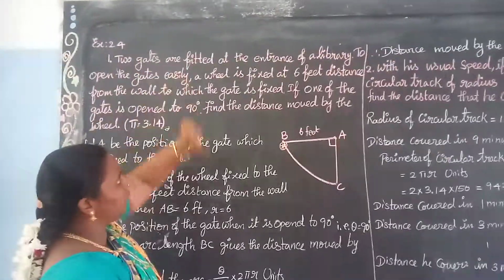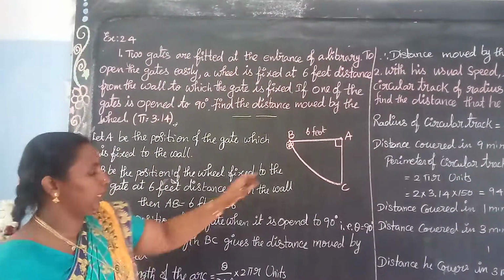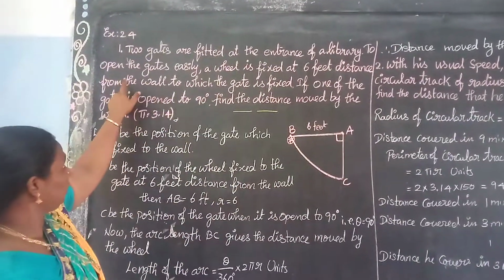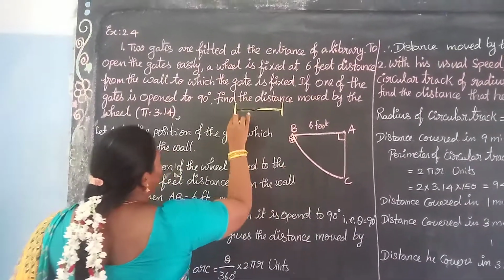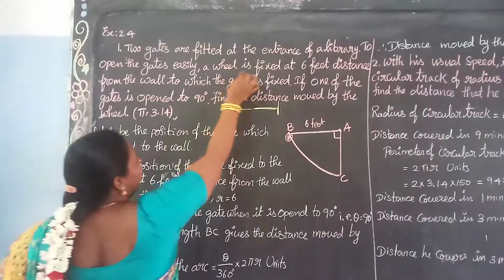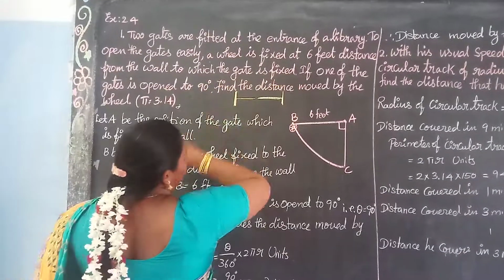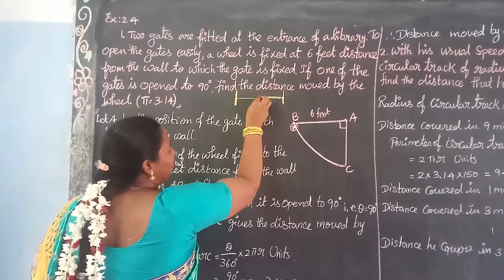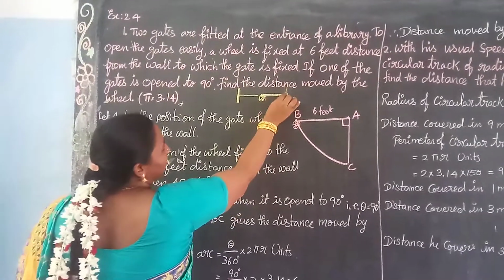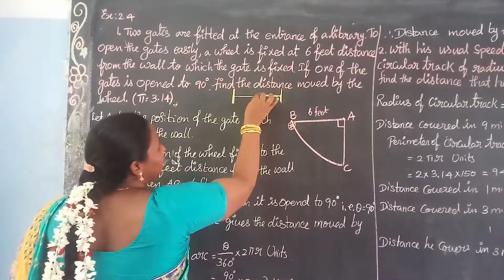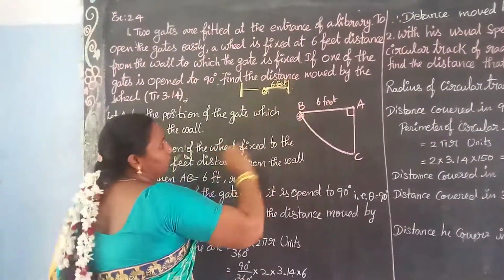So listen here. Two gates are fixed at the entrance of your library. Imagine these are the two gates. I have only one gate here. Two gates are fixed like this, and imagine this is a wall. A wheel is fixed at 6 feet distance from the wall to which the gate is fixed. From this wall and to this gate, one wheel is fixed like this. The distance from the wall to the wheel-fixed gate is 6 feet.